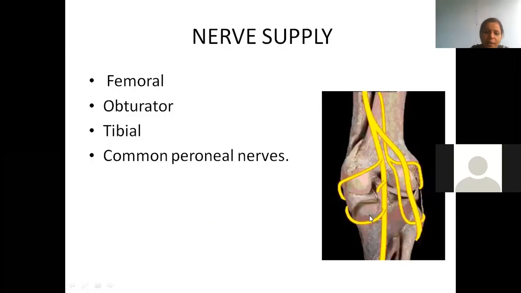Coming to the nerve supply, we have the femoral nerve, which is the nerve of the anterior compartment, the obturator nerve, which is the nerve of the medial compartment, and we know the sciatic nerve divides into two nerves. This is the sciatic, which divides into tibial and common peroneal. So all the nerves you have to write for the knee joint.